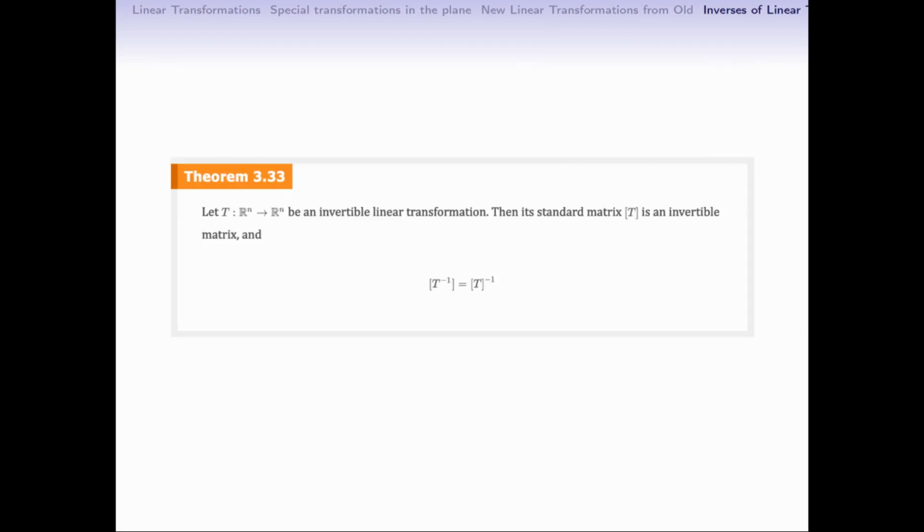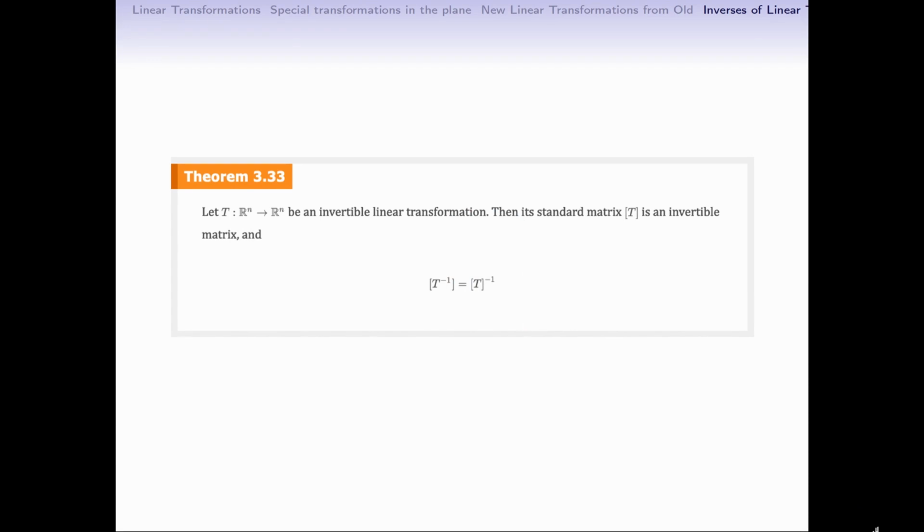Our next theorem says something very important about the standard matrix associated with an inverse transformation. Let T be a transformation from Rn to Rn. Let it be an invertible linear transformation. Then its standard matrix, bracket T, is an invertible matrix, and the standard matrix associated with T inverse is the inverse of the standard matrix associated with T.